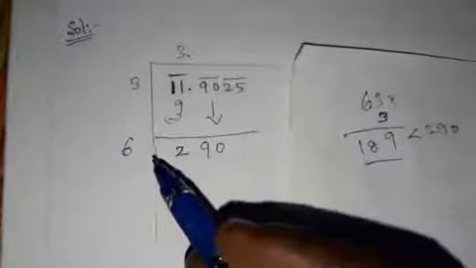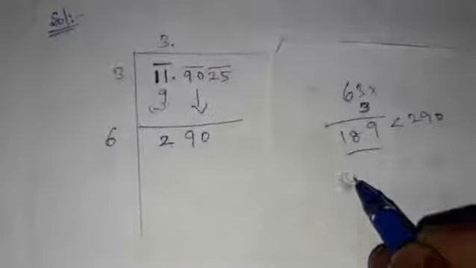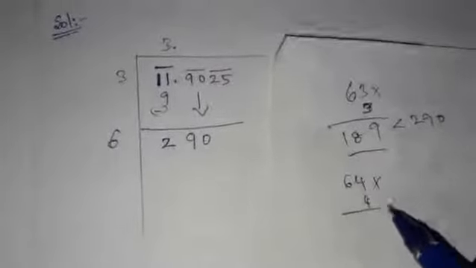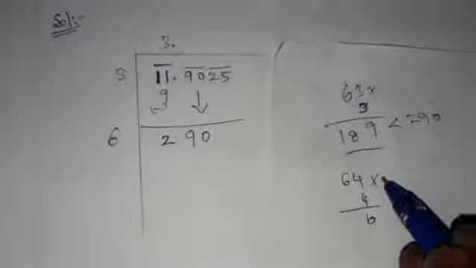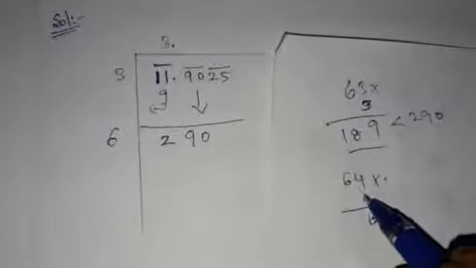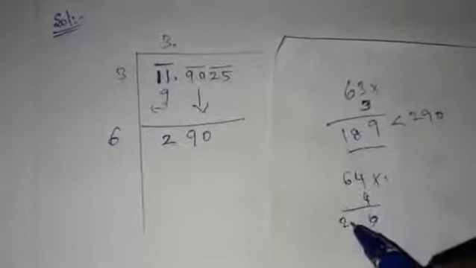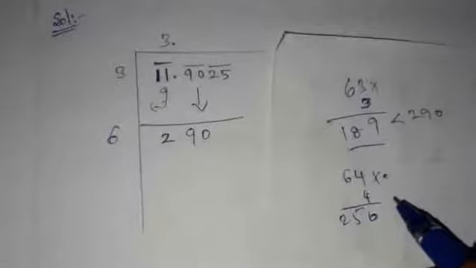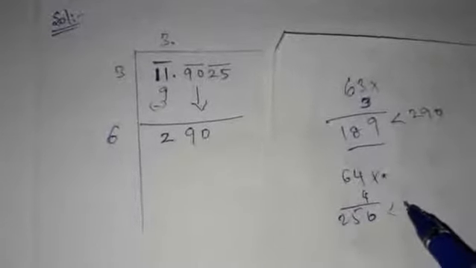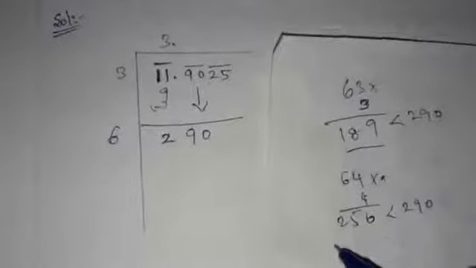If we write 4 here, 4 4s are 16, remaining is 1. 6 4s are 24, 24 plus 1 equal to 25. 256 is less than 290.